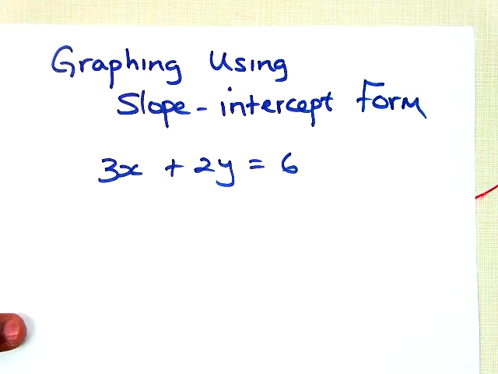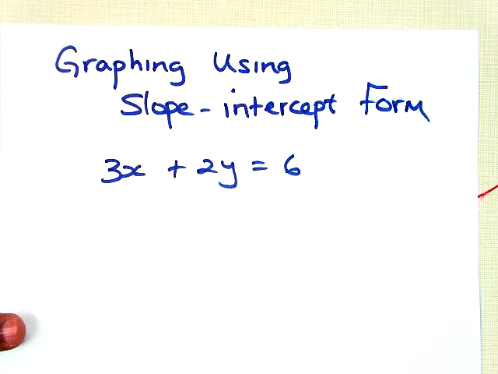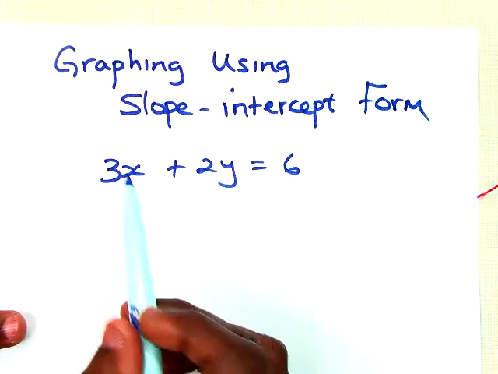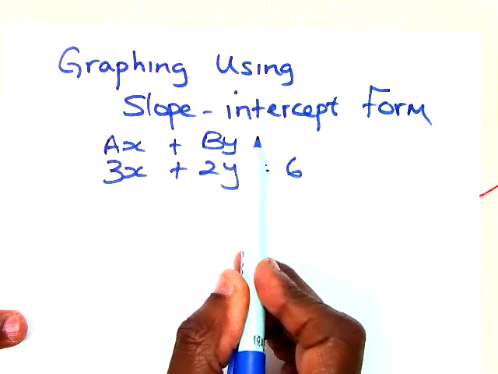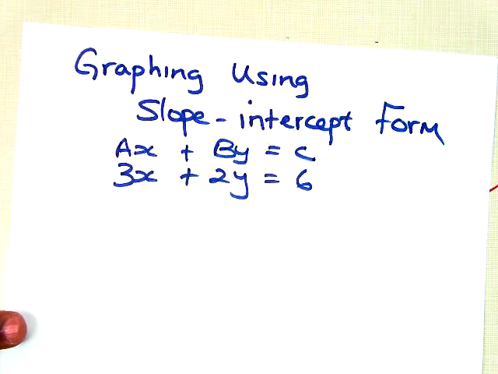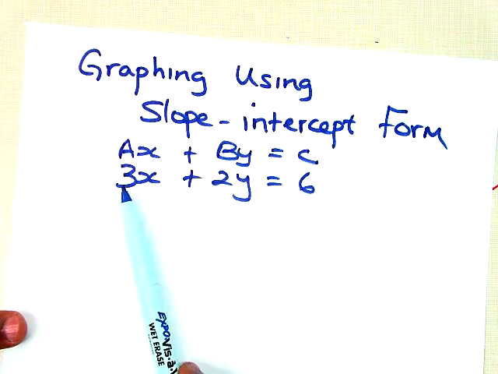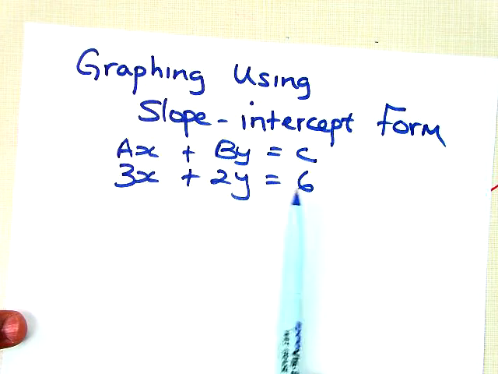We're going to be working on a problem graphing using slope-intercept form. This particular problem is given in standard form. If you recall, standard form is ax plus by is equal to a constant c. And so we have this equation 3x plus 2y is equal to 6 in standard form. We could have graphed it using this method.